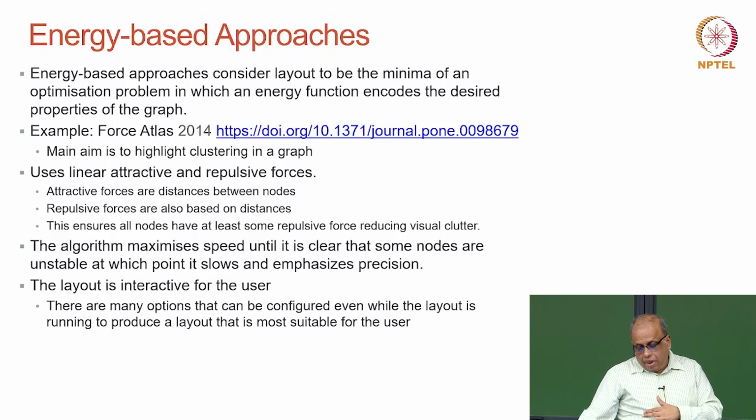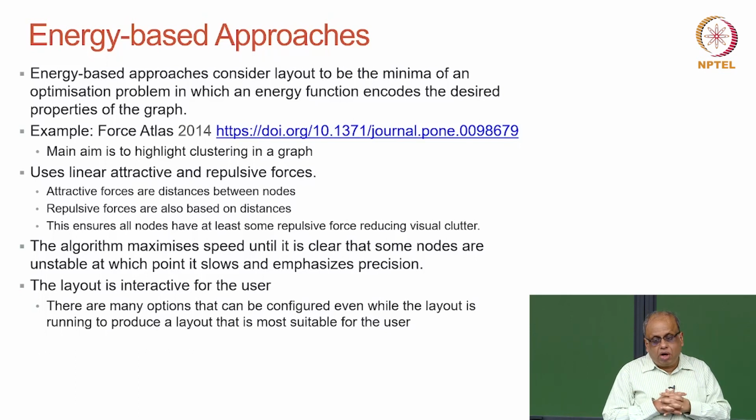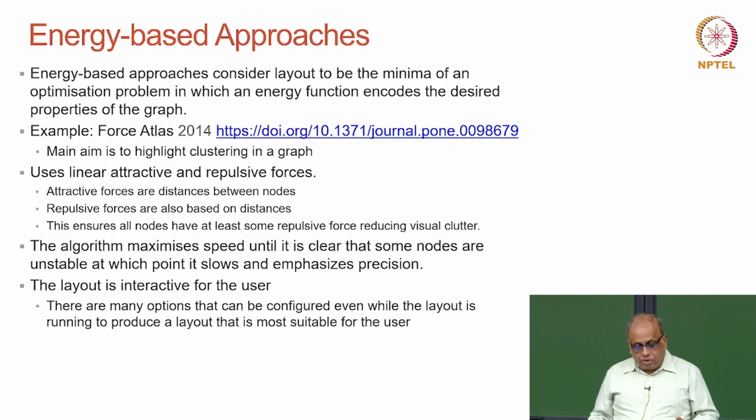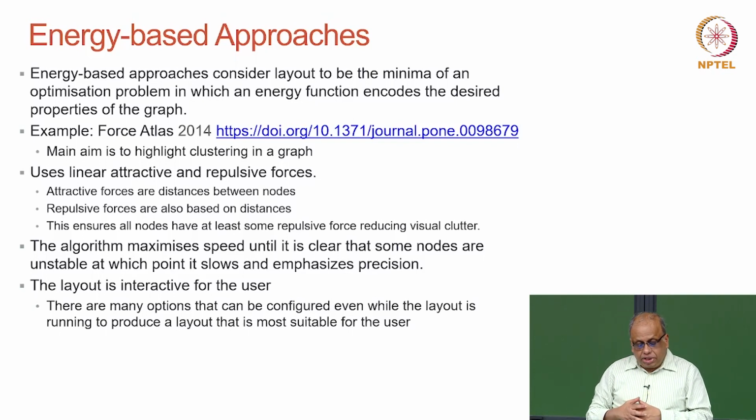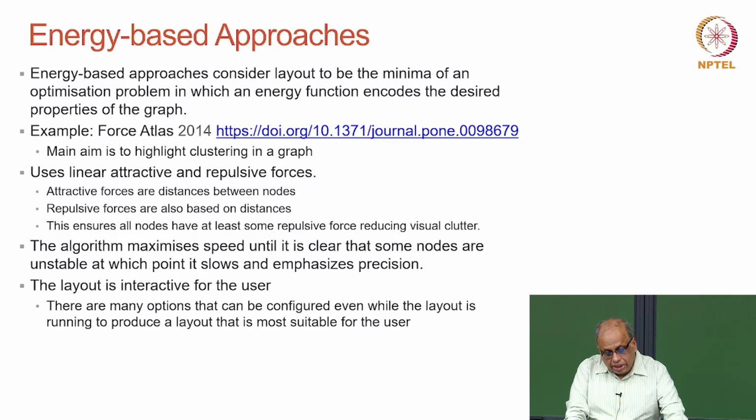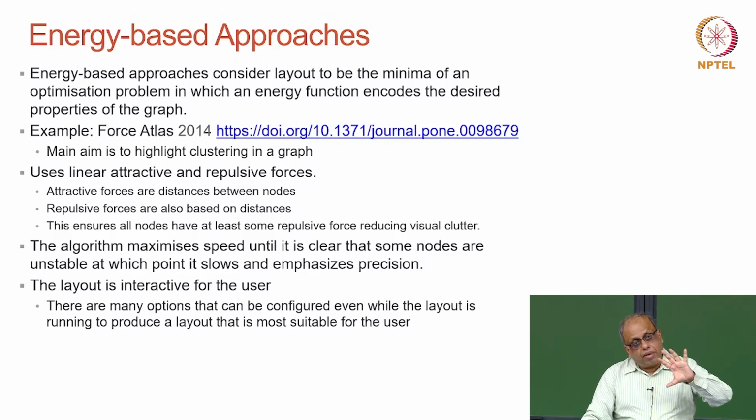So this energy function tries to capture all the aesthetic criteria, for example, the number of edge crossings, the distance between the nodes, and so on. And so what it tries to do is optimize that so that the overall energy of the graph comes down. Okay. So the algorithm initially will focus on speed until the nodes come to their almost stable position. Then you try to have precision.